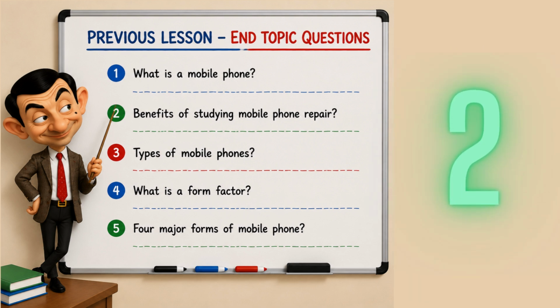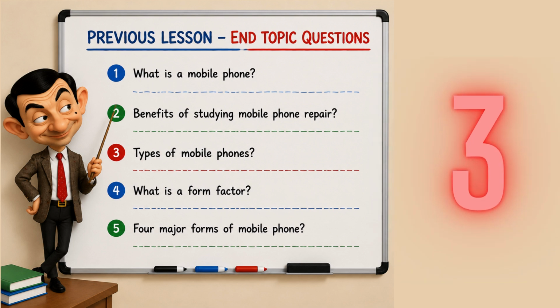Question 2. What are the benefits of studying mobile phone repair? Answer. Studying mobile phone repair enables you to identify different types of mobile phones, recognize potential hazards during repair, identify the major parts of a mobile phone, use the correct repair tools safely, assemble and disassemble mobile phones correctly, diagnose and repair common mobile phone faults, and develop practical skills that can lead to employment or self-employment.